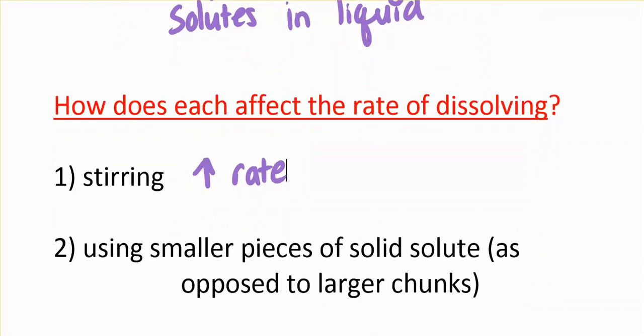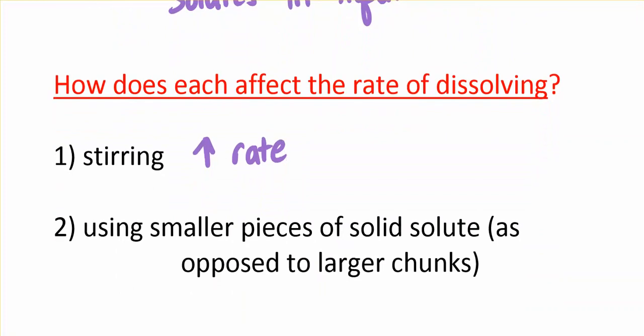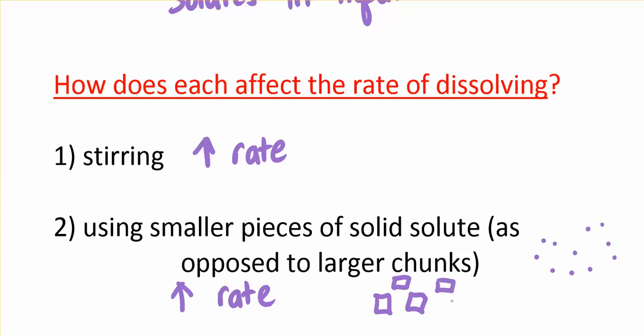And then the other thing we can do is use smaller pieces of the solid solute as opposed to larger chunks, and that will increase the rate that it dissolves. If I have regular table salt versus chunks of rock salt, the smaller pieces will dissolve faster because they have more surface area exposed. There's more that can be dissolving at one time. In a big chunk of salt, all the parts of the salt that are buried in the middle can't be dissolving. They're just waiting to be exposed.